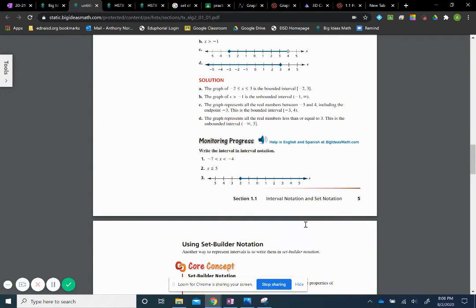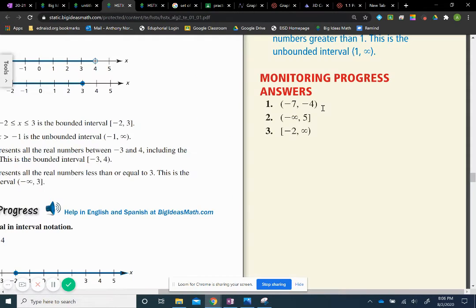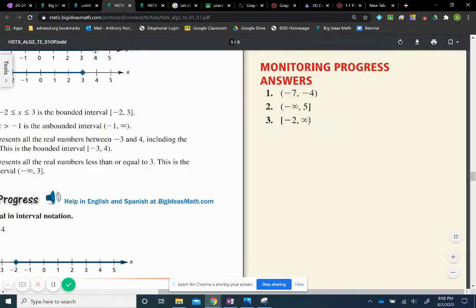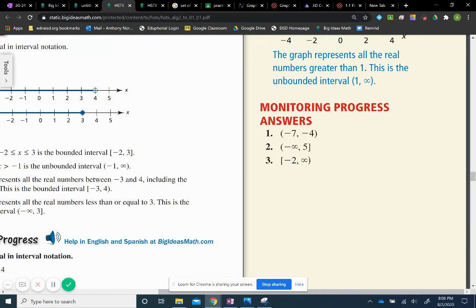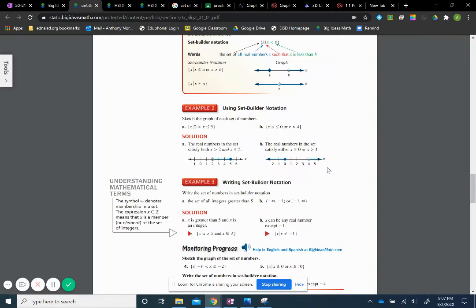Monitoring progress. It's your turn. Make sure you write this down inside of your journal. And after a jump cut, you will see your answer. So here are our answers. I hope that makes sense to you. If you have any questions or need some help, you can email me at anorman@isd.org. You can also communicate with me via Google Classroom and through Remind.